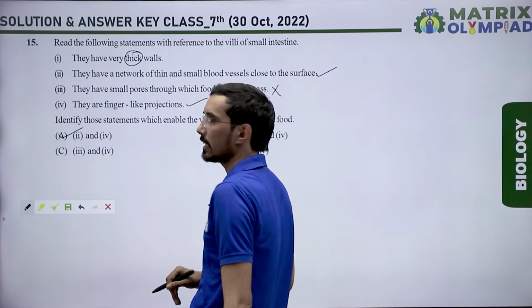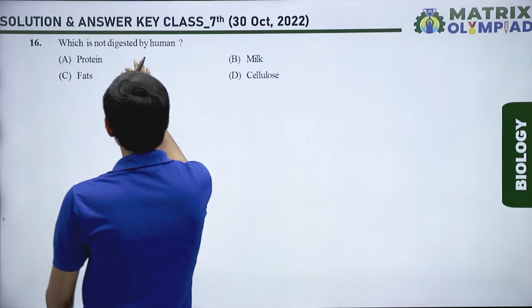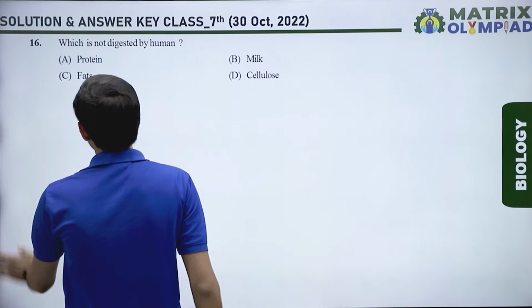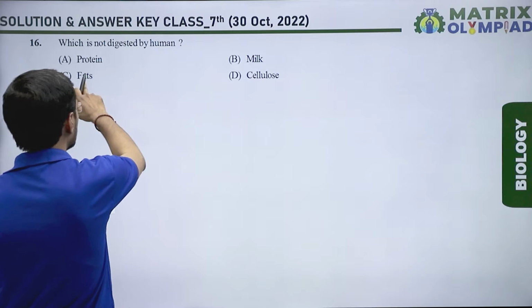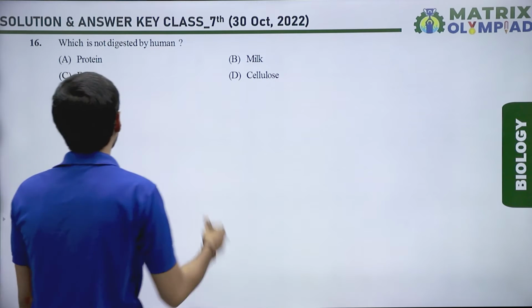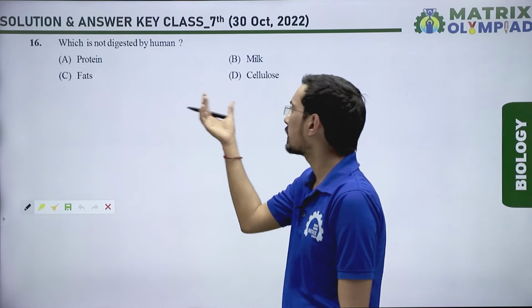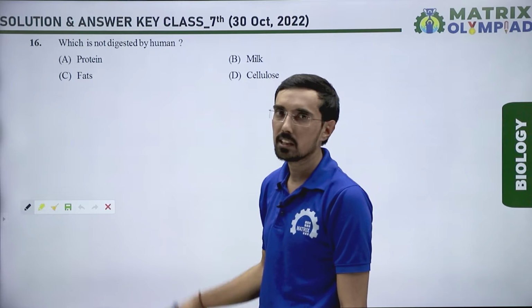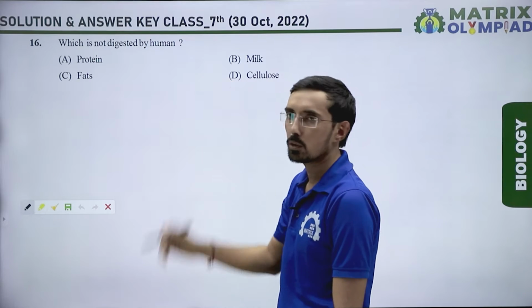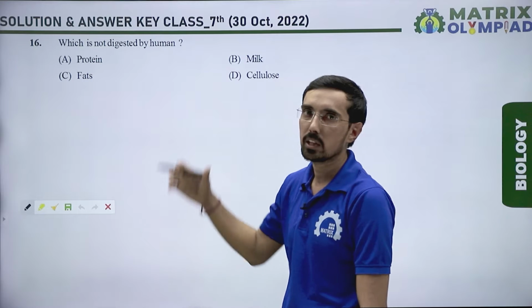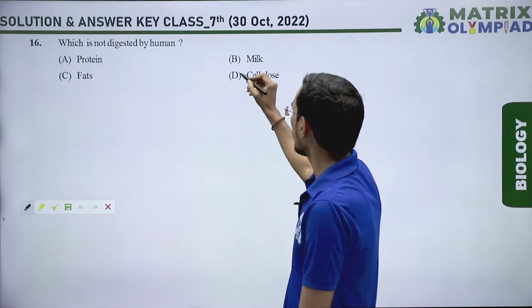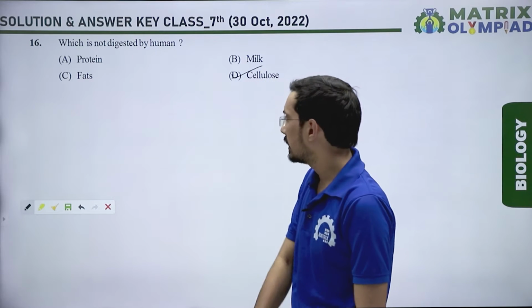Now move to the next question. Which is not digested by humans? First is protein, second is milk, third is fat, and last one is cellulose. As we all know, proteins, milk and fats can be easily digested by humans, but cellulose cannot be digested by humans. It is digested by animals known as ruminant animals. So our correct answer will be option D.